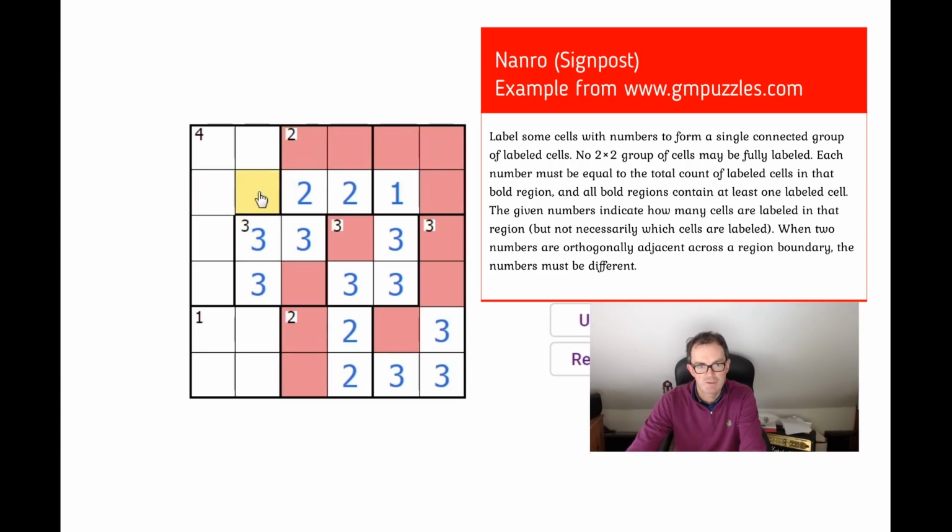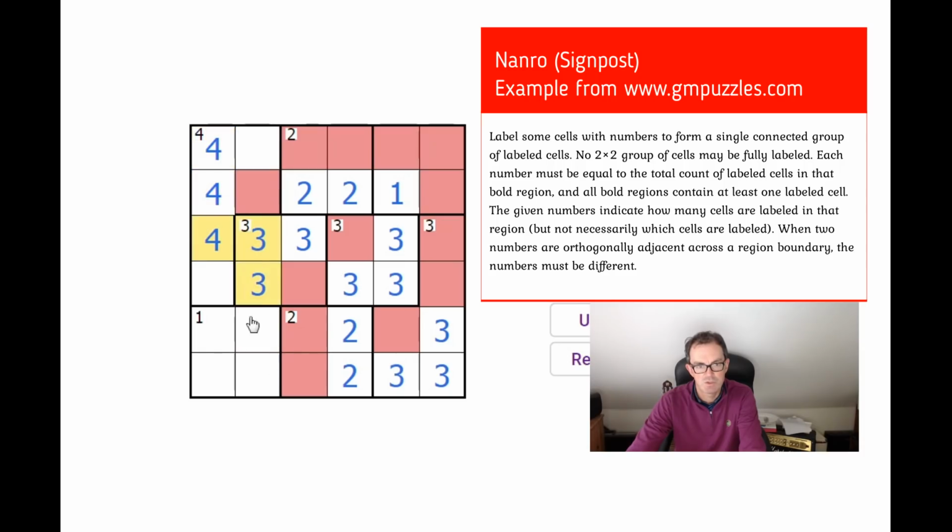This, if we made that square a number, this would be a 2 by 2 set. So that's red. Now this area's got 5 digits left to place, and we need 4 numbers in it labelled 4. So you can see this square, for example, must be in, because if it's not, this one will become isolated.